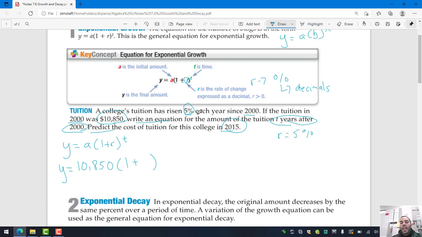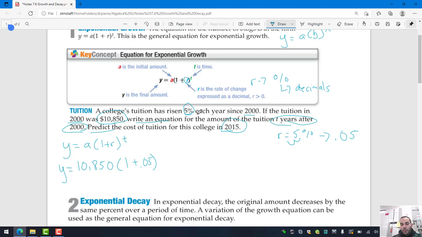But here's the thing. You can't plug in 5 into this formula. Okay, it'll make everything crazy. You have to convert this percentage into a decimal. All you've got to do is move the decimal 2 units to the left. So 5% as a decimal should be 0.05. It's increasing at 5%, so you plug in 0.05 for r.